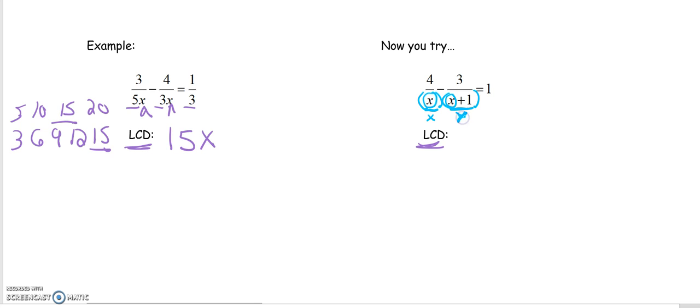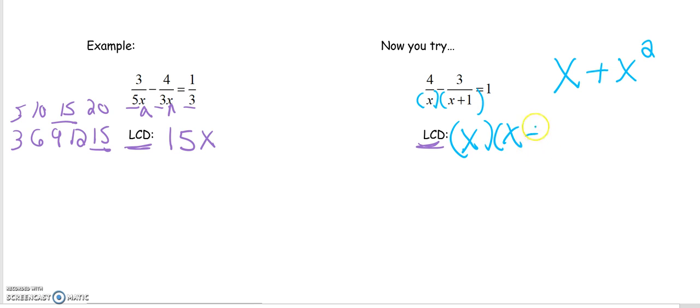It's like how people always get confused with an x and an x squared. If you try to add these two things, they are different things. You cannot combine them. So when you're looking at this piece, just because one has an x and so does the other doesn't mean that they're the same thing. One is an x and one is an x plus 1. And if you recall, we want something from every piece. So in this case, you want the x, and you also want the x plus 1. So that's going to be your LCD.